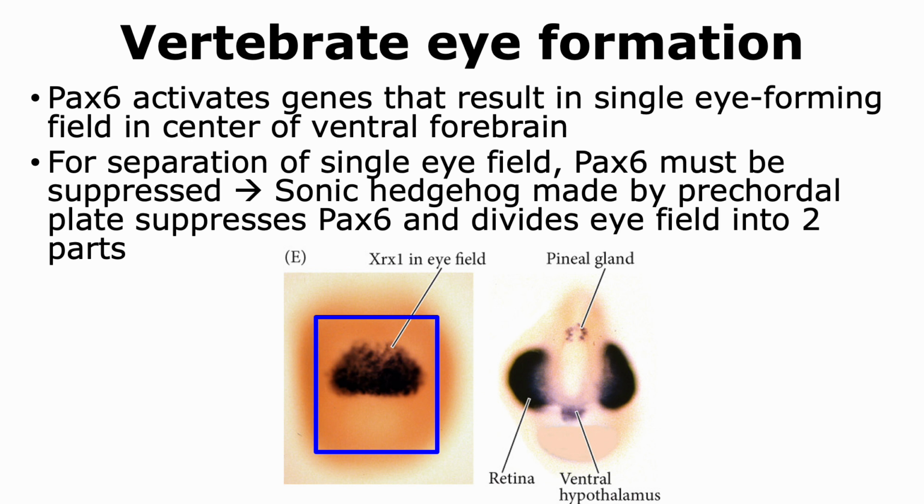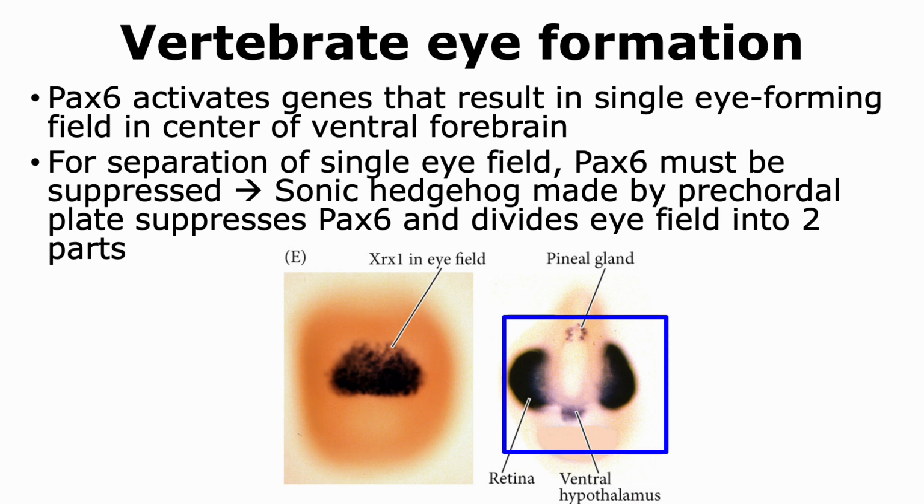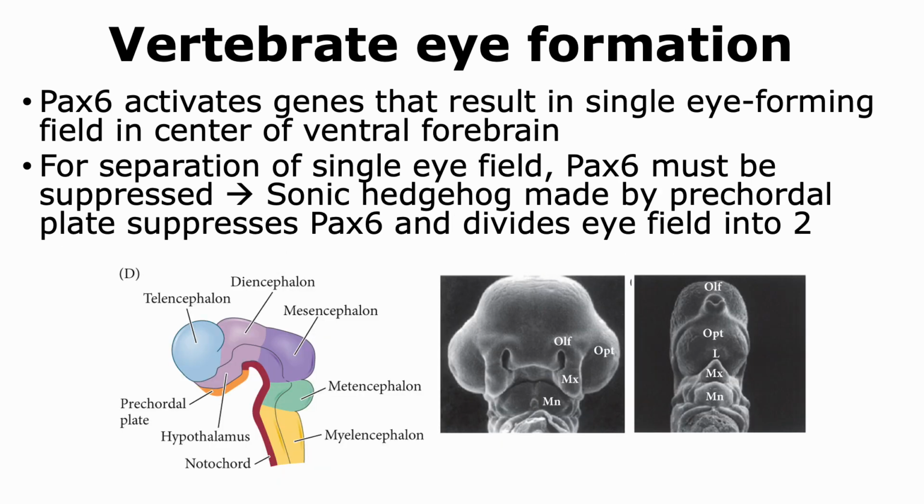So sonic hedgehog that is made by the prechordal plate will suppress PAX6 and allow the eye field to divide into two different parts, which is what is shown here in the figure in the blue box. Now to look at where this prechordal plate is present, in the part of the figure to the left in the blue box, it is right below the ventral forebrain, which is where all of this action of eye development is happening.